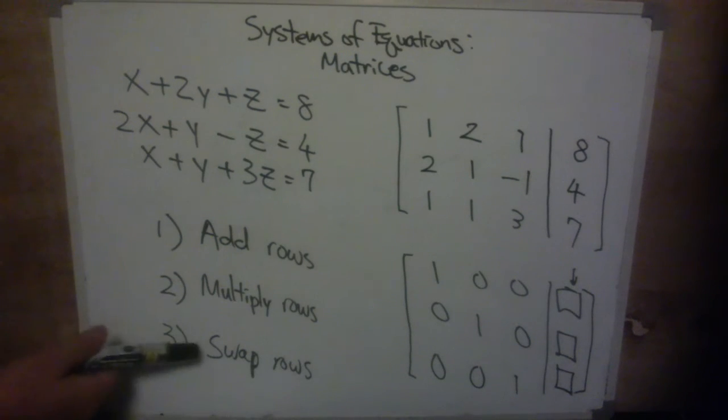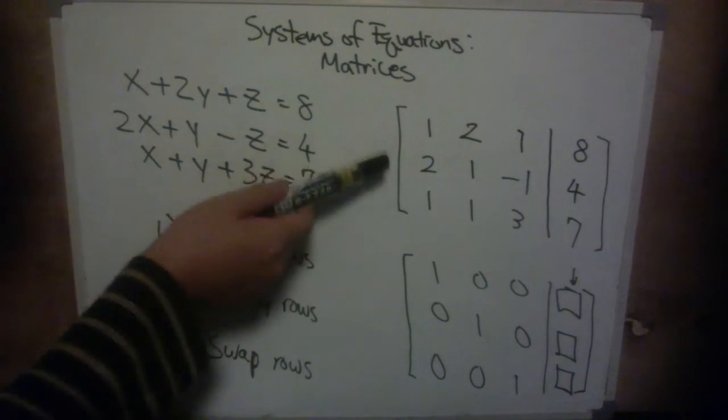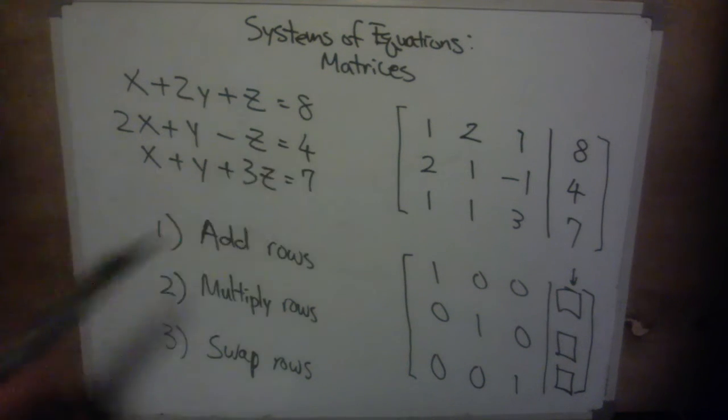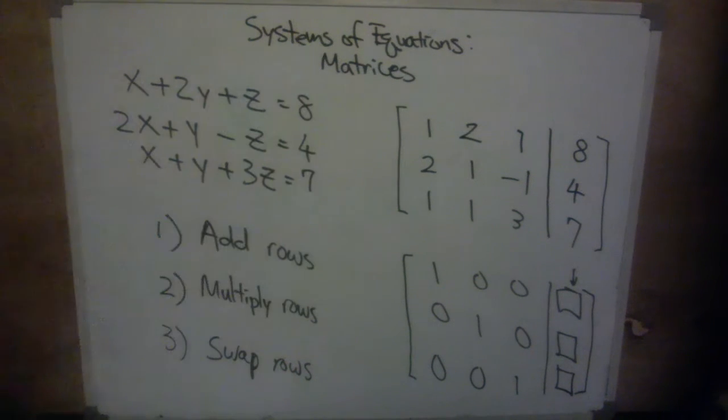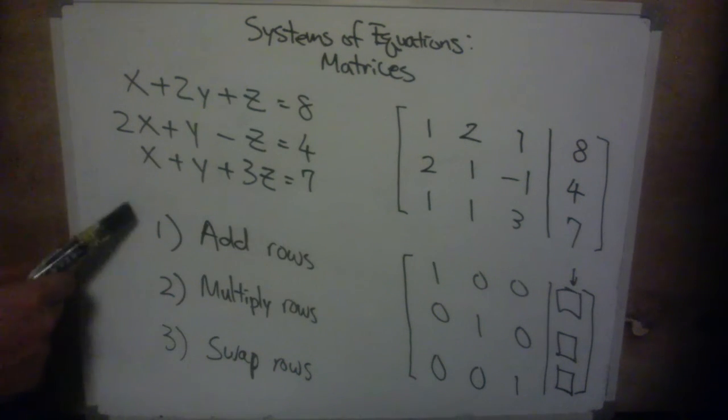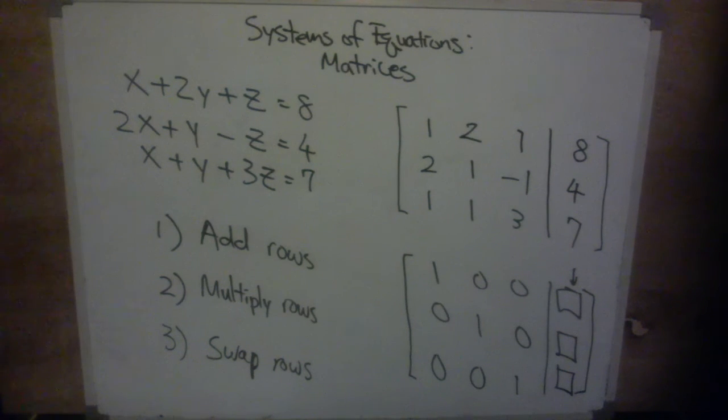Okay, so you can swap rows. You can take any 2 rows. You can take row 1 and row 2, and you can swap them. Or you can take row 1 and row 3, and you can swap them, and so on. So these are the 3 general rules of row operations. Okay, so let's do this.